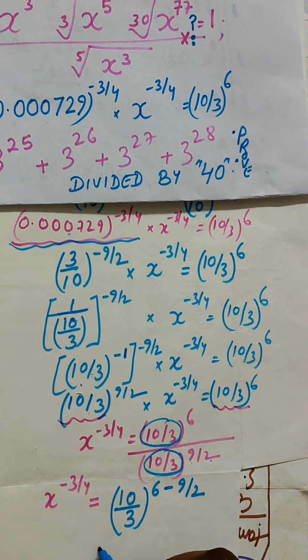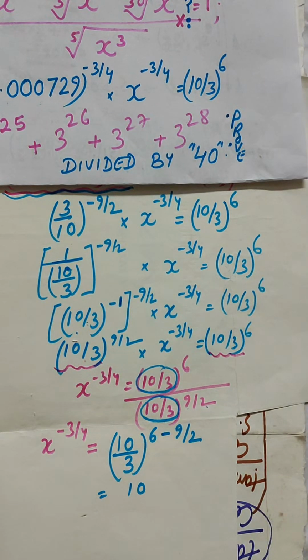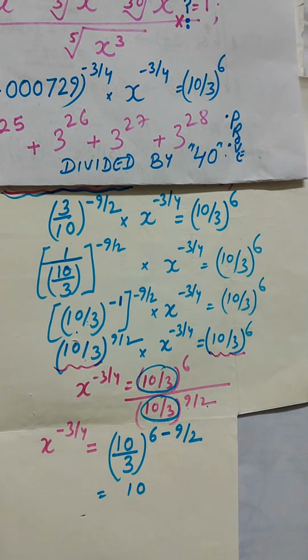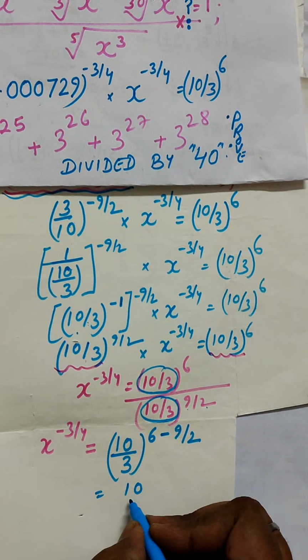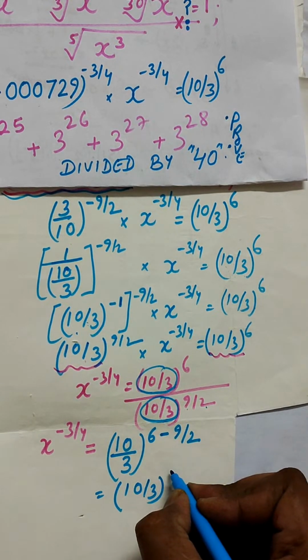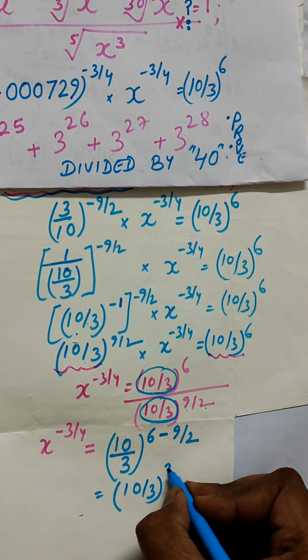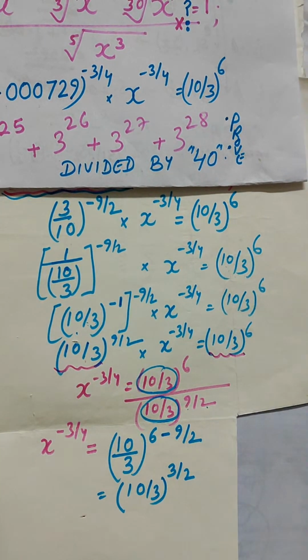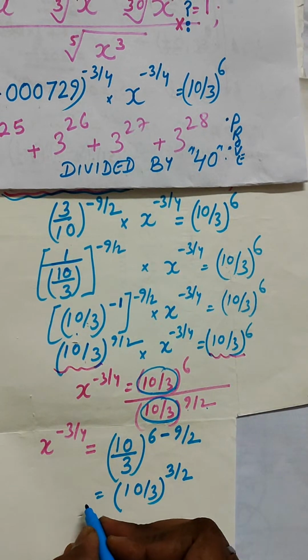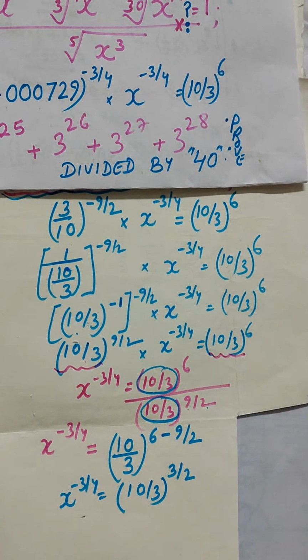So this will give you 10 power 3, this will give you 10 by 3, and into the exponent just take the LCM, 12 minus 2 6 12, 12 minus 9 3, so it will be 3 by 2, right? And it's x power minus 3 by 4, right?